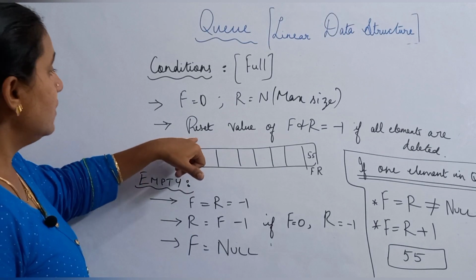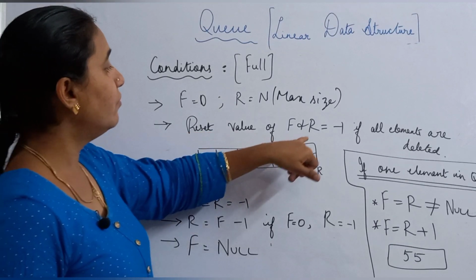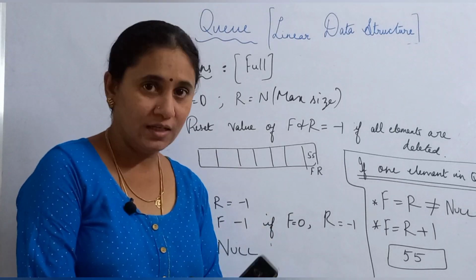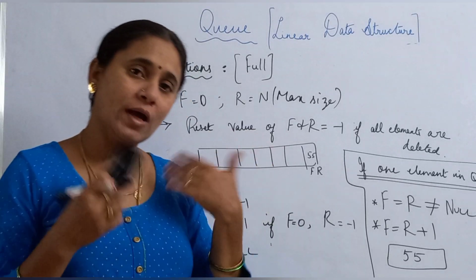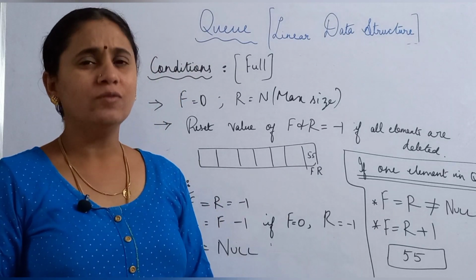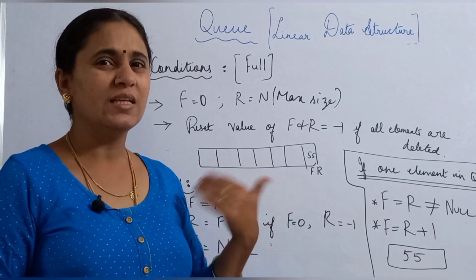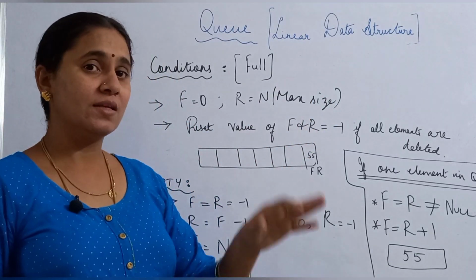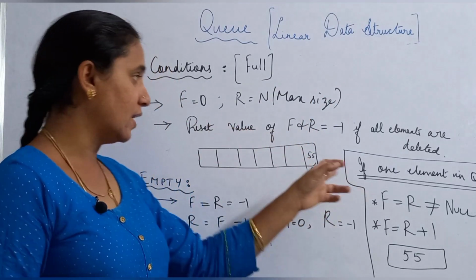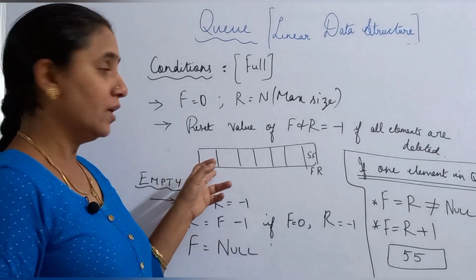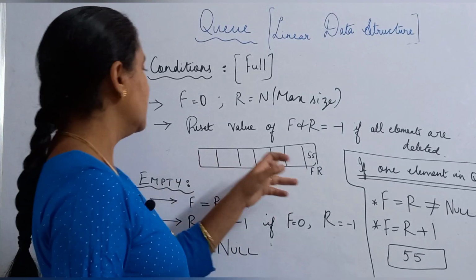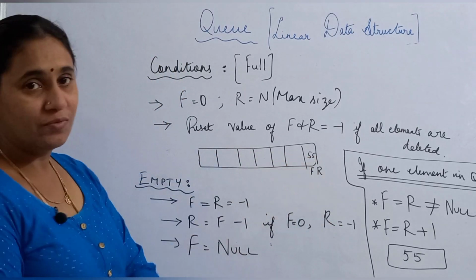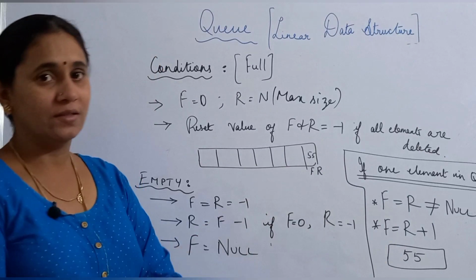Next, reset the value of f and r to -1 if all the elements are deleted. So once the queue has been full, we may have the possibility of deleting certain elements. As I drew in the diagram in the last class, the same thing here. If you see, I have deleted all the elements. Only one element is left over, that is 55. So I am going to delete it.